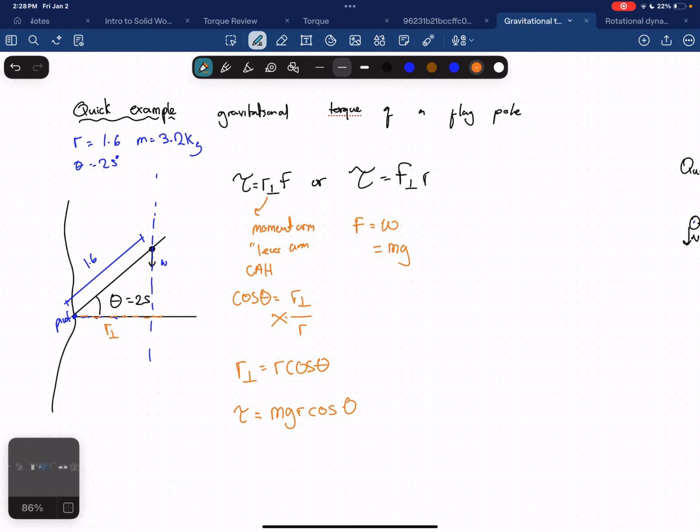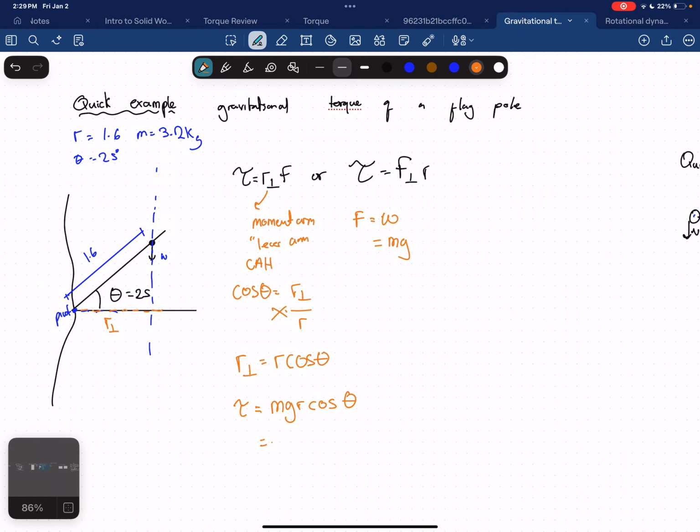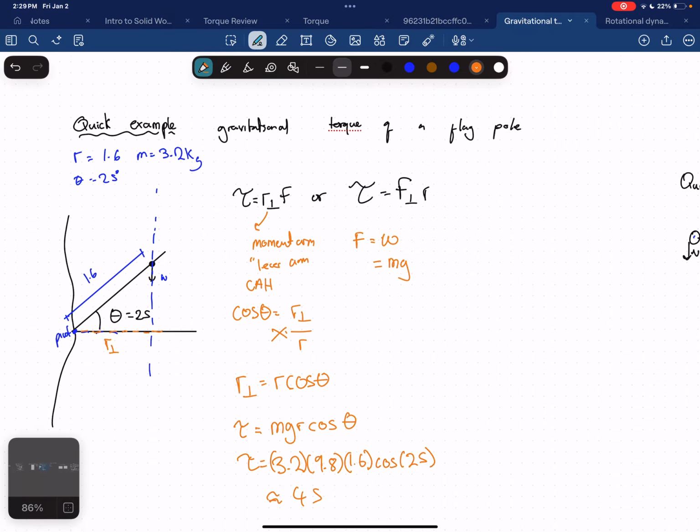And we know all these constants. So m is going to be 3.2 kg. g is going to be 9.8. r is going to be 1.6. And cosine theta is 25. And yeah, plug it into a calculator, and that's your torque. Approximately, this is about 45. That's using the moment arm.